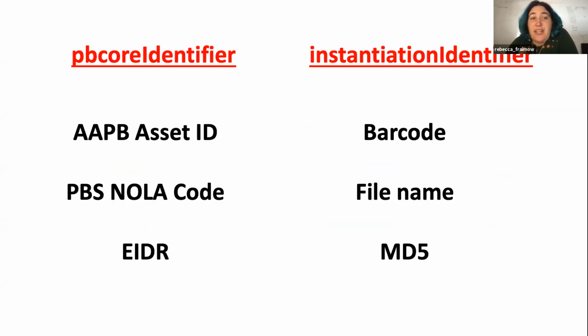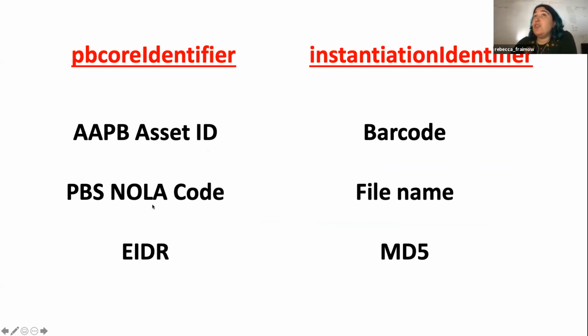I mentioned that you're going to need identifiers on both the asset and the instantiation level. This might seem redundant because, what if you have one thing and you have one identifier for the thing? But again, it's intended to distinguish conceptually things that are at the content level and things that are at the item level. So an example of a PBCore identifier might be something like an APB asset ID, which is something that we tag all the content with that comes into our system.